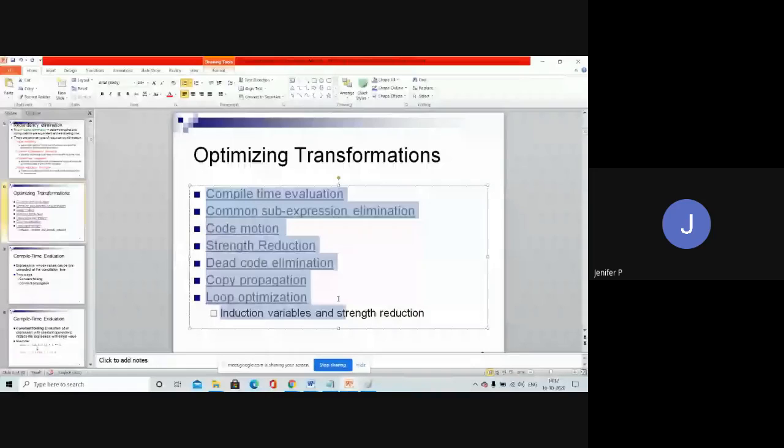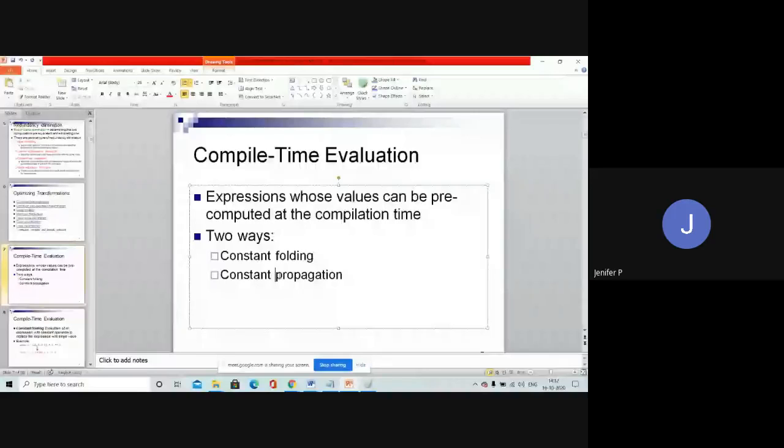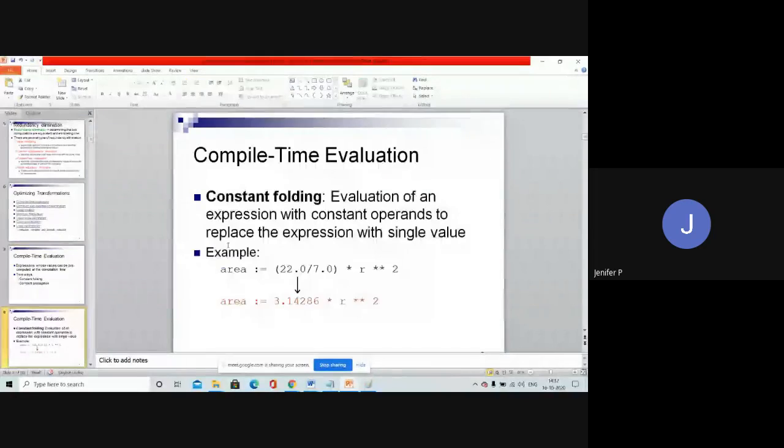Compile time evaluation. See here, the first step, there are two ways of evaluating the expression. The first one is constant folding and the second one is copy propagation. Every name tells you what it is: constant is nothing but the numbers, right? So see this example, you can easily identify this. What is constant folding? This is your statement before optimization, and this is your answer after optimization.